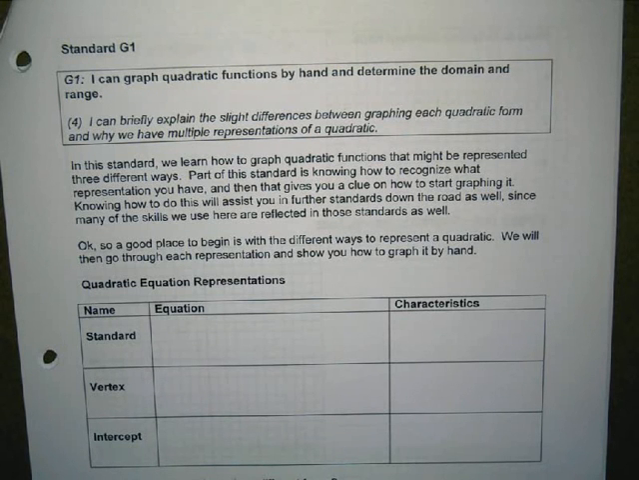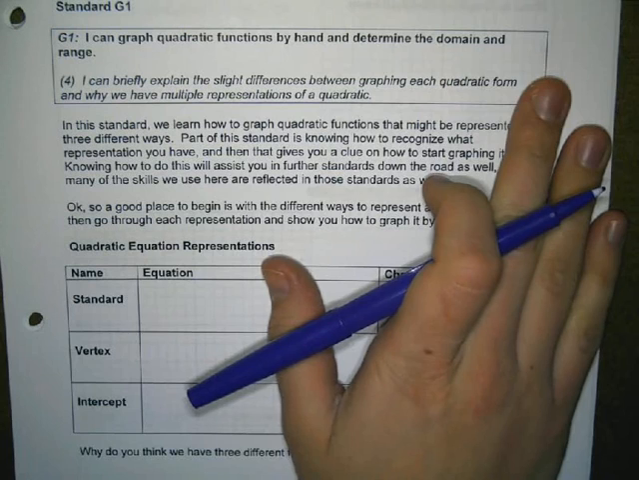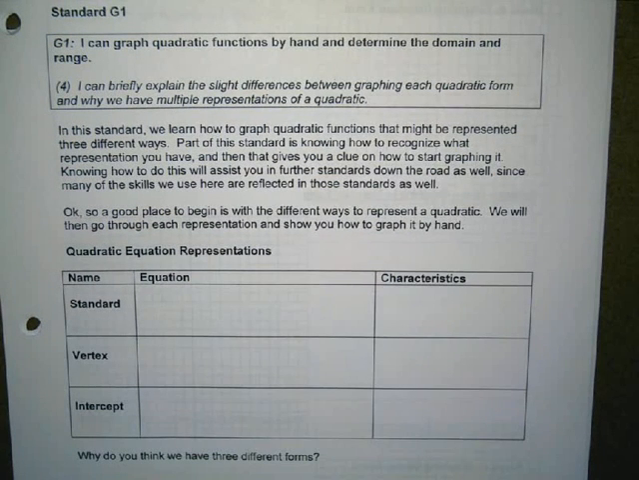All right, so the standards. That you can graph quadratic functions by hand and determine the domain and range. The extension to that is that you can explain the slight differences between graphing each form, because there are actually 3 different ways a quadratic can be written and represented. And you also have to be able to tell me why we have multiple representations of a quadratic. Not every quadratic or parabola is written or represented the same way every single time, and there are reasons for that. So the extension would be being able to tell me the reasons for that.